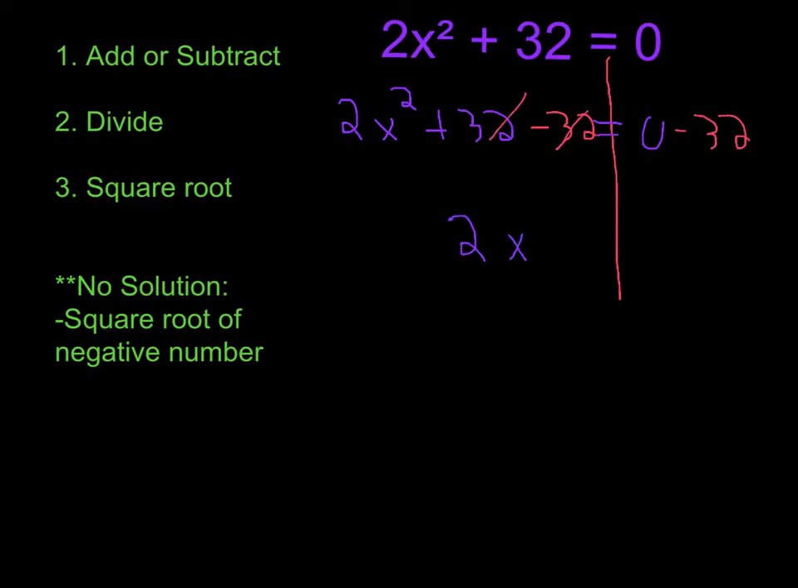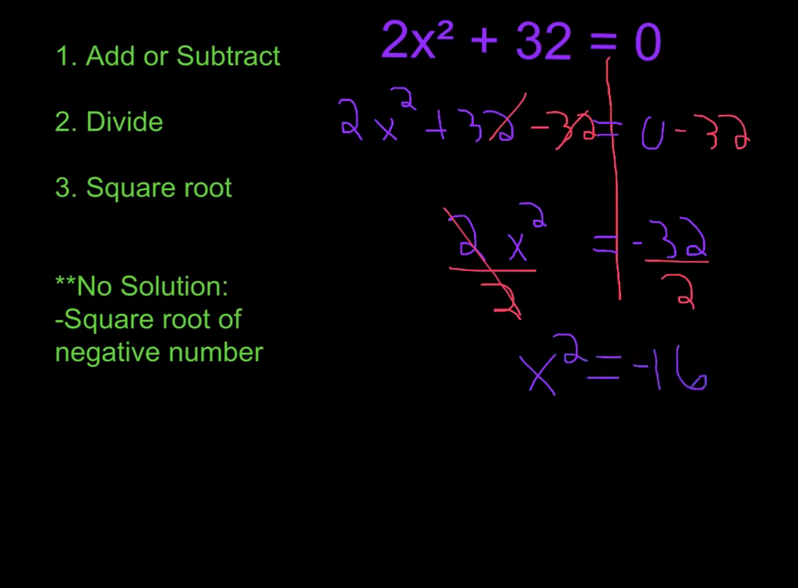So now I have 2x squared equals negative 32. Now divide both sides by 2. So x squared equals negative 16. And then last step, square root and square root.